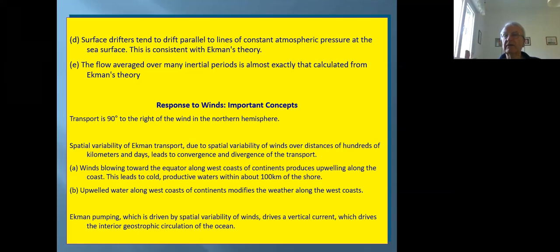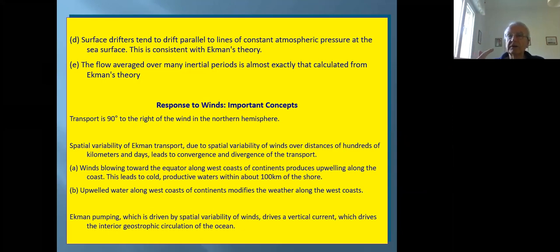The flow averaged over many inertial periods is almost exactly that calculated from Ekman theory. This is what we will be looking at. Now let's see another important concept of the response of the ocean to winds in the atmosphere. The transport generated by the wind is 90 degrees to the right of the wind in the northern hemisphere. So, at the very thin surface layer, the flow is 45 degrees with respect to the wind direction, looking downward to the right-hand side.